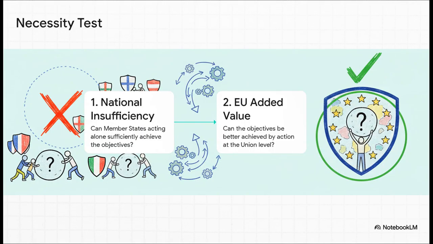The first part is the national insufficiency test. This asks whether the objectives can be properly achieved by member states on their own, whether at a national, regional, or local level. If they can't, then we move to the second part, the EU added value test. This part determines if the objectives could be better achieved by acting at the Union level, perhaps because of the scale or the effects of the action. For any EU action to be justified, it has to meet both of these conditions.